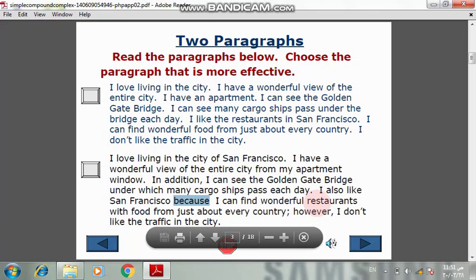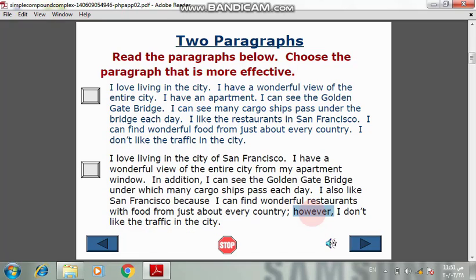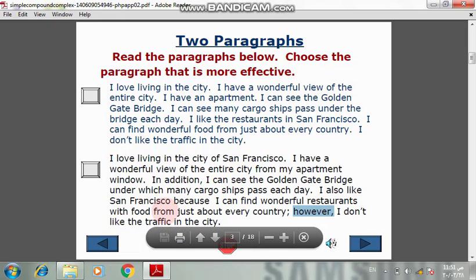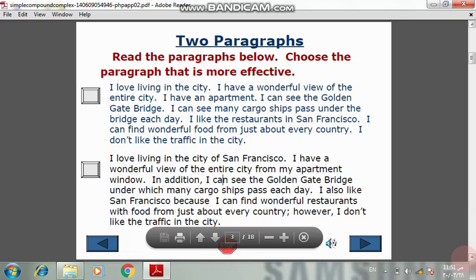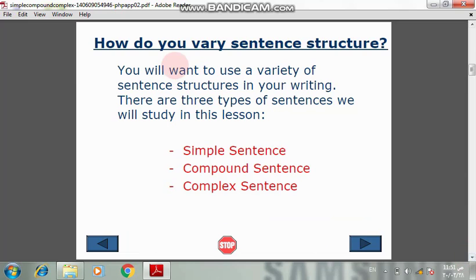I can find wonderful restaurants with food from just about every country. However, the contrast transition: here he shows a contrast. However, I don't like the traffic in the city. As you see and notice, it's clear that the second paragraph is more attractive and more catchy than the first one.